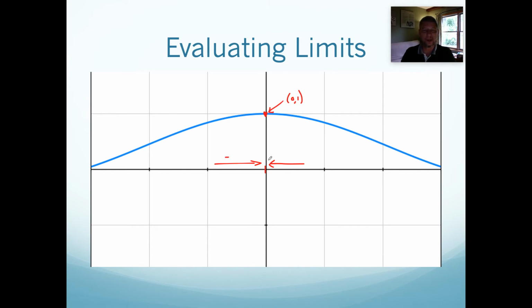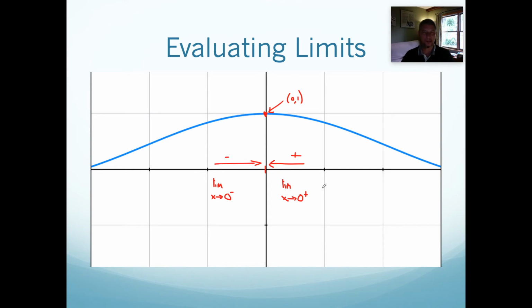Now, from the left is the negative side, and from the right is the positive side. And so what I can do, in addition to evaluating limits graphically or by direct substitution or by rationalizing or any other method, is I can also look at the limit as x approaches 0 from the left side and the limit as x approaches 0 from the right side.